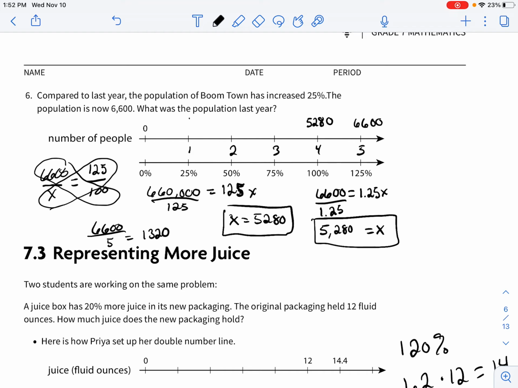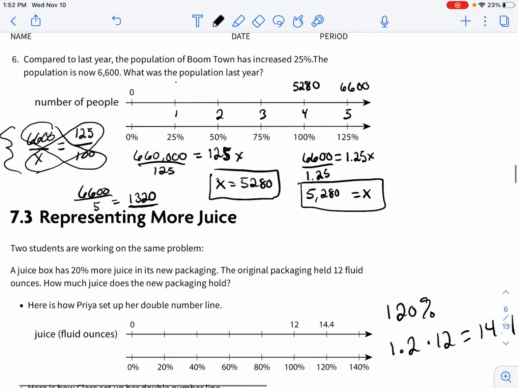Okay, and then one last way. Once again, you could have counted the tick marks up to 66. So there's 1, 2, 3, 4, 5. The fifth one right here being 6,600. You take that, divide by 5, and that gives you the amount that you're going to decrease by. So you subtract that from 6,600, and you'd get 5,280. So 3 ways to do it. If you're used to this way, just stick with cross product. It works fairly quickly.